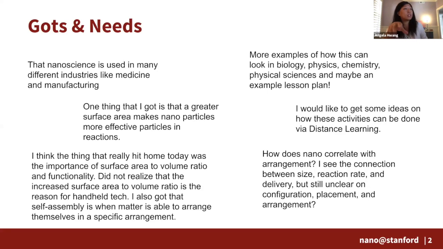On the right side is what we need as a group: more examples of how this can look in biology, physics, chemistry, physical sciences, and maybe an example lesson plan, which we will all get to later today. Jenny and Kritika are going to present on Thursday to talk more about what their lesson plans and units actually look like. And how does nano correlate with arrangements? They see the connection between size, reaction rate, and delivery, but are unclear on configuration, placement, and arrangement. Hopefully today we'll answer that with the making nano parts.